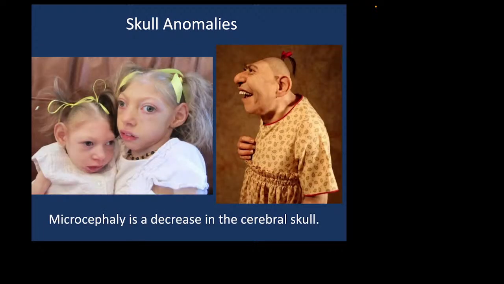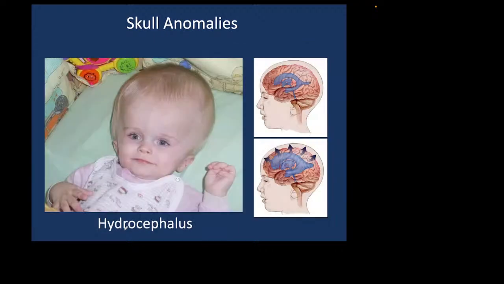Next, anomalies when the neurocranium is small, but also the brain is very small, and we call it microcephaly. Microcephaly is a decrease in the cerebral part of the skull. Here is another anomaly, we call it hydrocephaly.